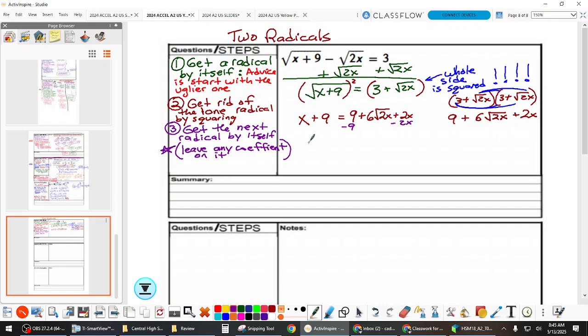Okay, so we get negative x on the left side. Negative x, the 9's cancel, equals 6 root 2x.